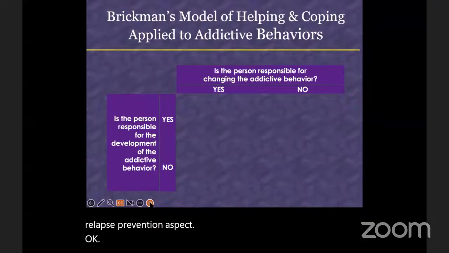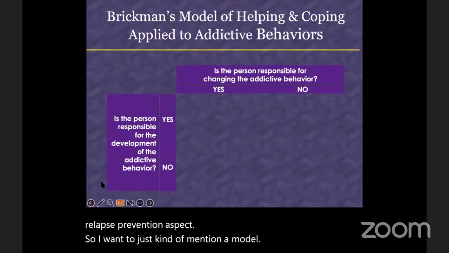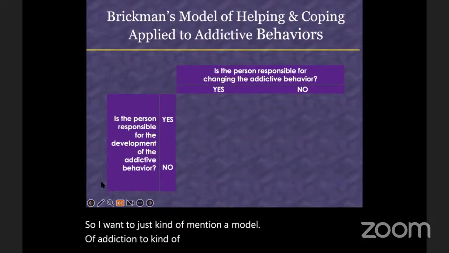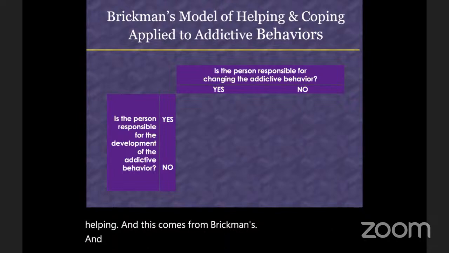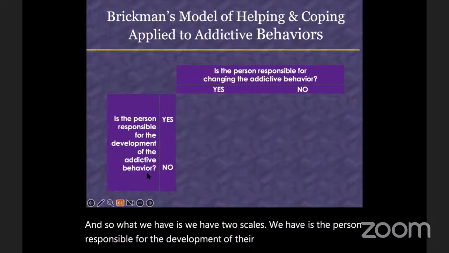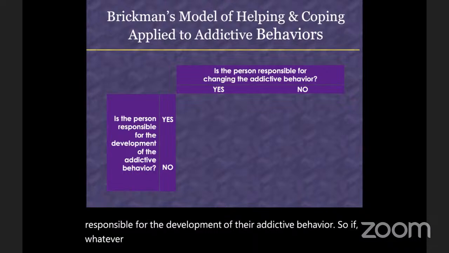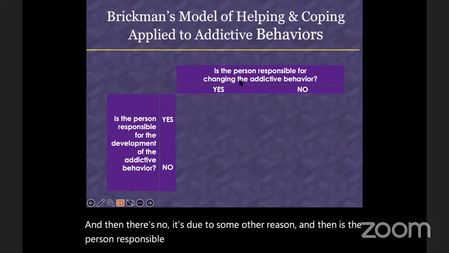So I want to just mention a model of addiction to understand the different models of helping. And this comes from Brinkman's. So what we have is two scales. We have, is the person responsible for the development of their addictive behavior? Whatever theory you're using, it's either yes, they are responsible, or no, it's due to some other reason. And then, is the person responsible for changing their addictive behavior?